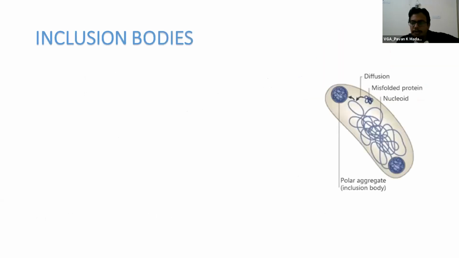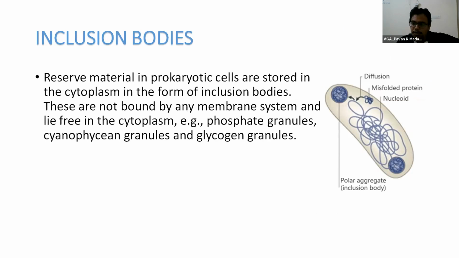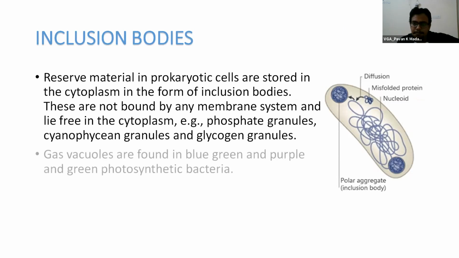Coming to the inclusion bodies, they are membraneless solid structures which take a dark coloration upon staining. These structures are usually granules, and we call them granules because they store food materials. We have 3 different types here: phosphate granules, which store phosphate; cyanophycin granules, which store nitrogen and carbon; and glycogen granules, which store glycogen. We usually see this in cyanobacteria, like blue-green and purple bacteria.